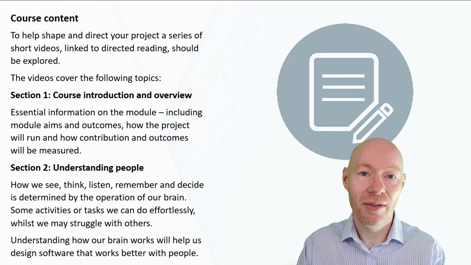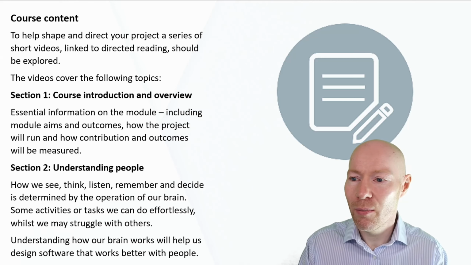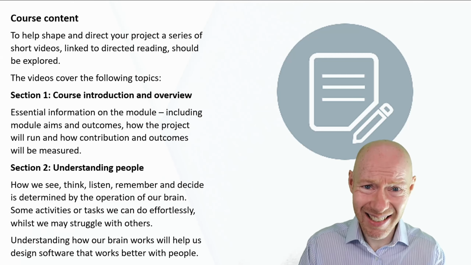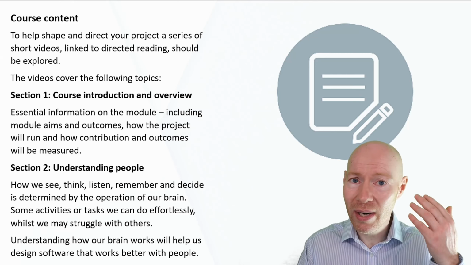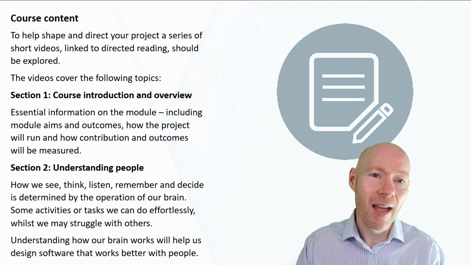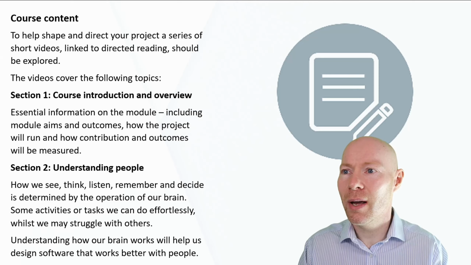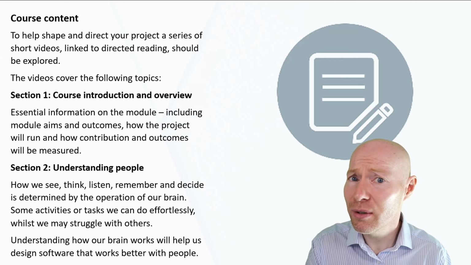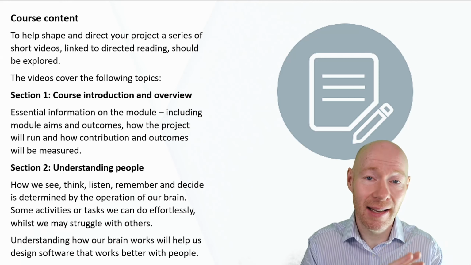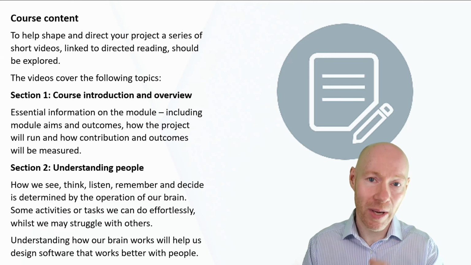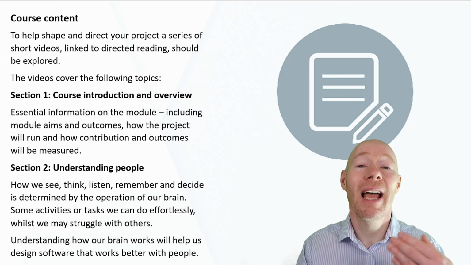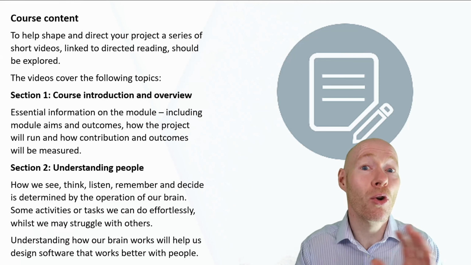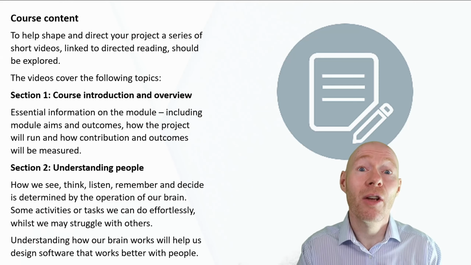The second section then is going to be understanding people. We're going to think about how people see, how they think, how they listen, how they remember, how they make decisions. All of those different types of aspects which are really determined by the operation of our brain. And there are certain activities we can do perceptually effortlessly. It's just really easy to do. And there are other things we really struggle to do. And we want to understand a little bit about the strengths and the weaknesses of our brain, because that will help us in our interactions with the users to make sure we're doing things that we are good at doing and avoiding things that we often struggle to do.